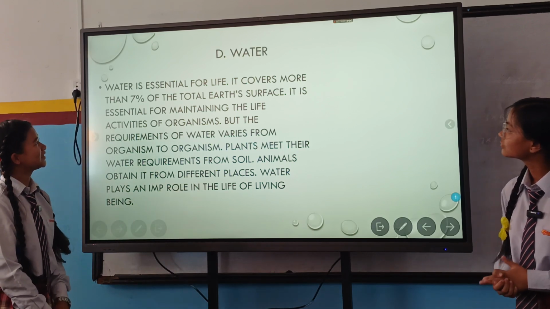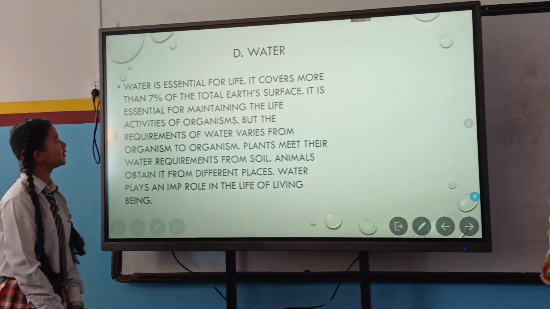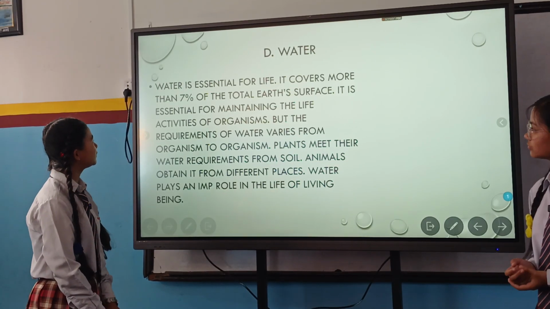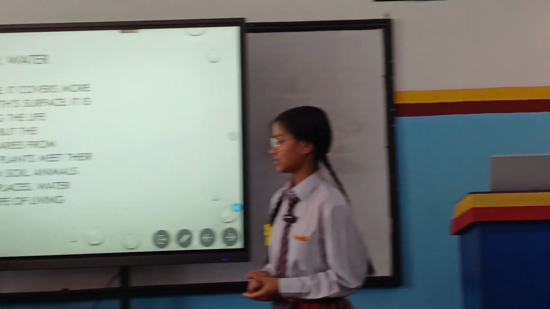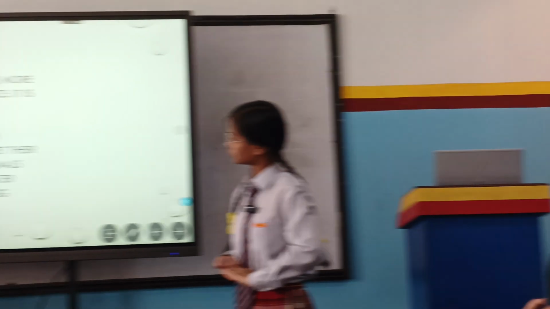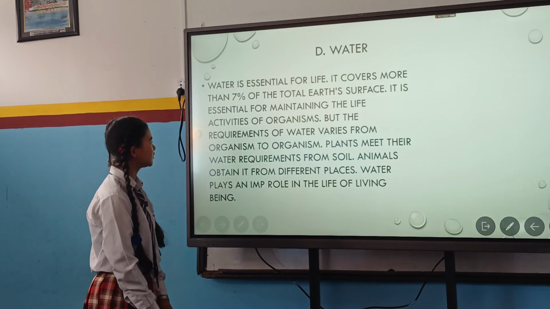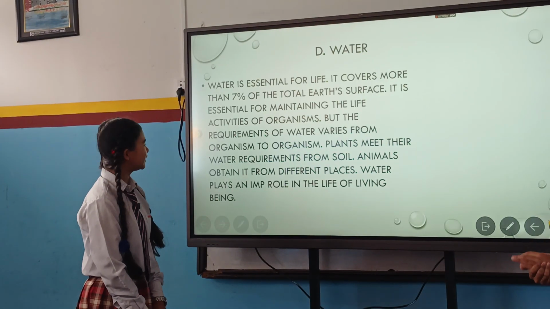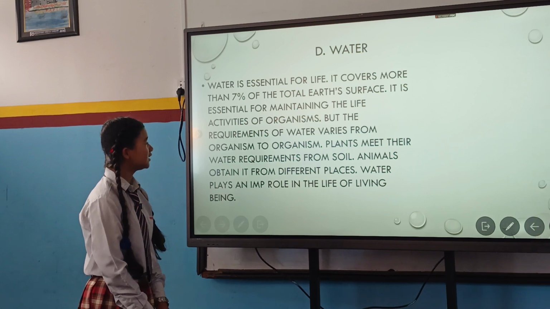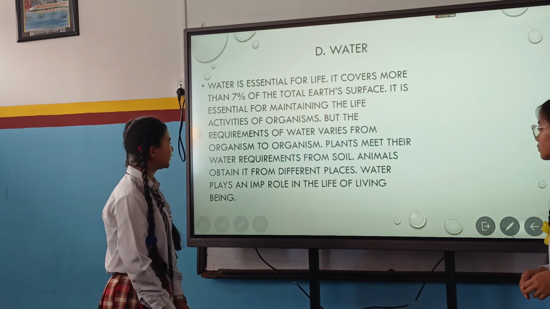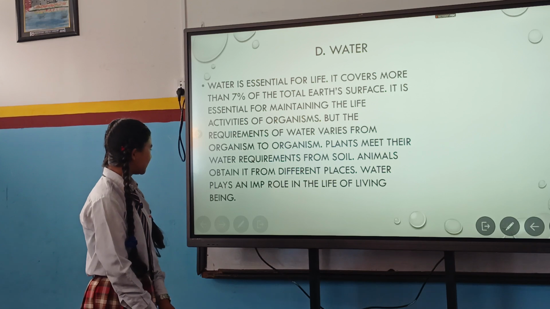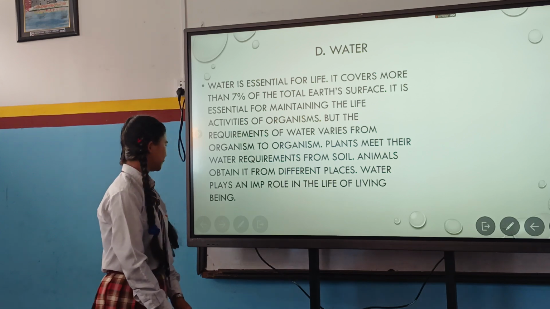Now my next topic is water. Water is essential for life. It covers 71% of the total Earth's surface. It is essential for maintaining the life activities of organisms, but the requirement of water varies from organism to organism. Plants get their water requirement from soil, animals obtain it from different places. Water plays an important role in the life of living beings.